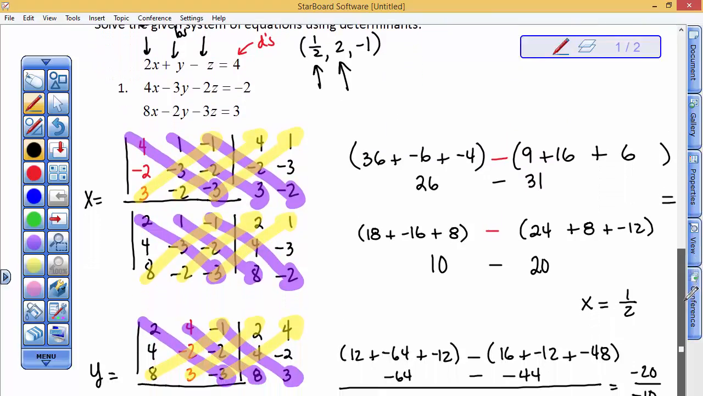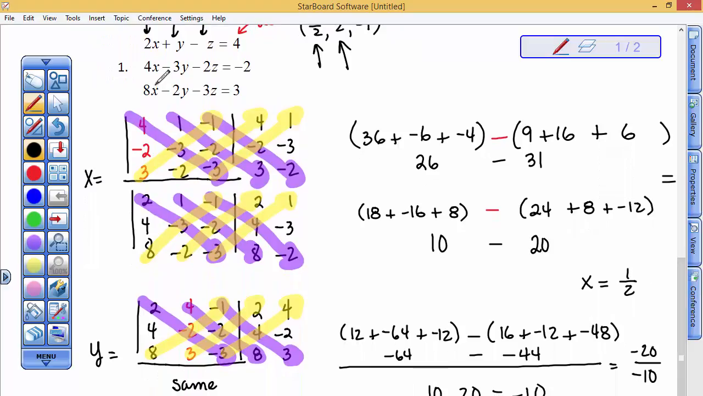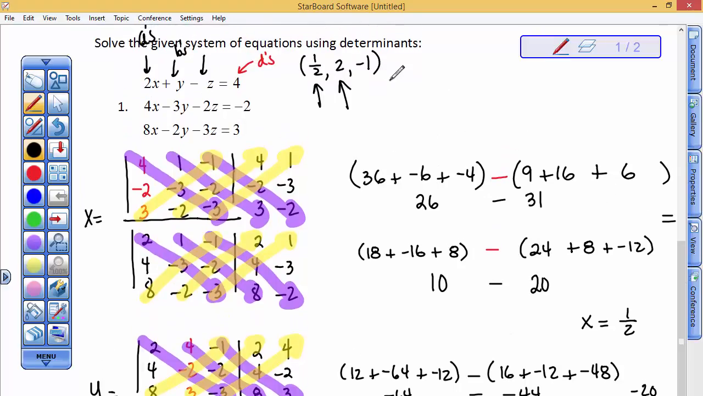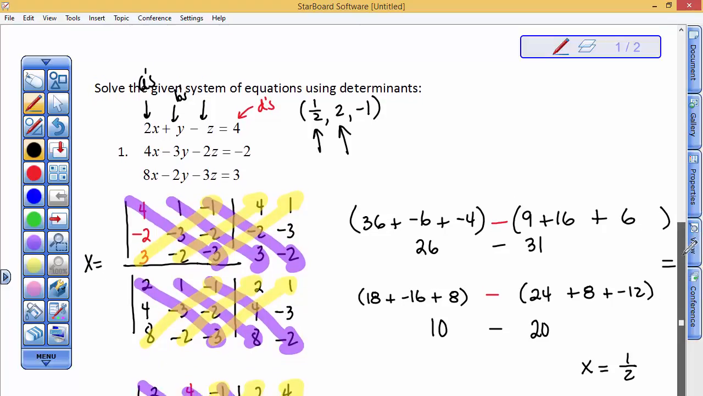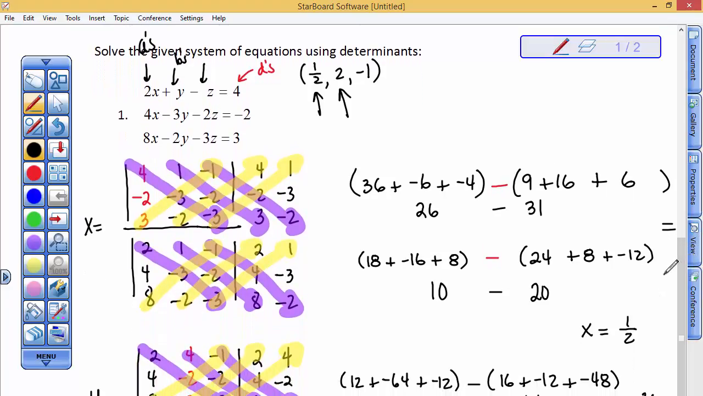At this point, I might just go ahead and take an x of a half and a y of 2 and solve for z in any one of these to get the fact that z is equal to negative 1. That's solving by determinants. Whew, quite a bit of work. I'm going to be asking you to do a take-home problem where you'll have to do one problem algebraically and one problem by determinants.